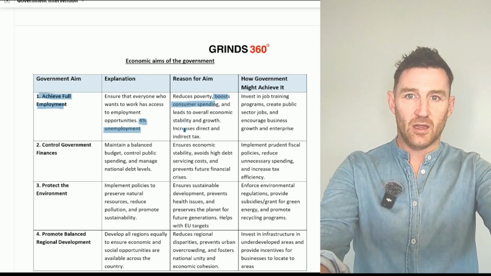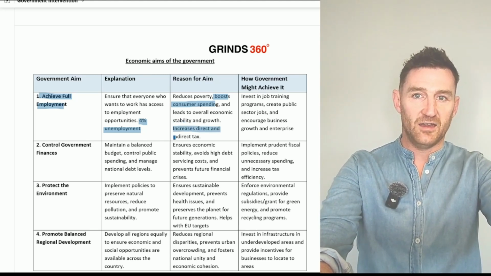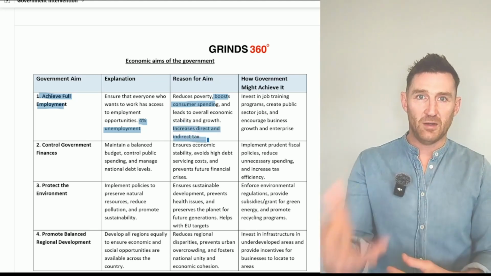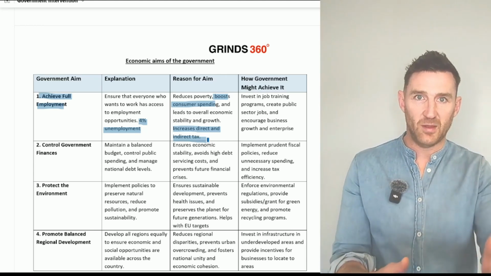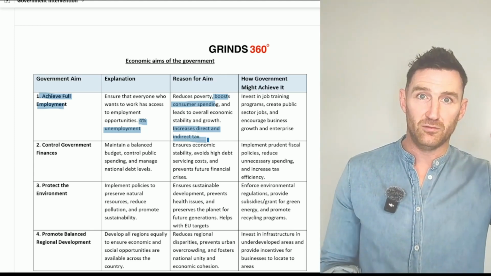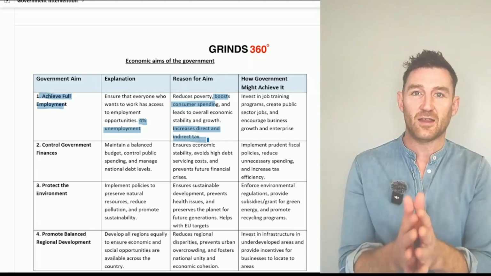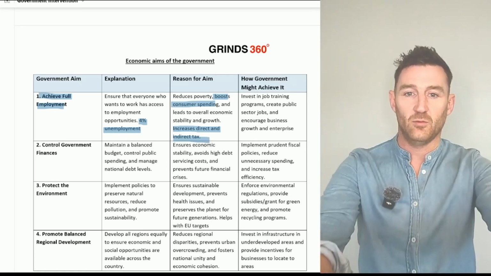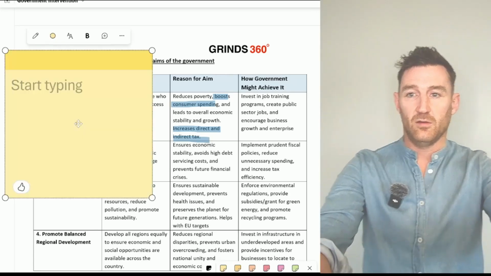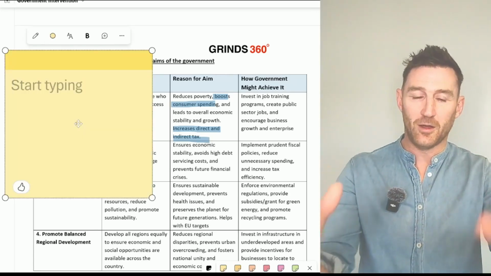And it will also mean the government increase direct and indirect tax. So if people have jobs, they have an income. If they have an income, they spend it. If they spend it, they contribute to indirect taxation. So indirect tax is a tax on spending. So actually you might just want to scribble those two. So it's good to just be thinking about all economics all the time, right?